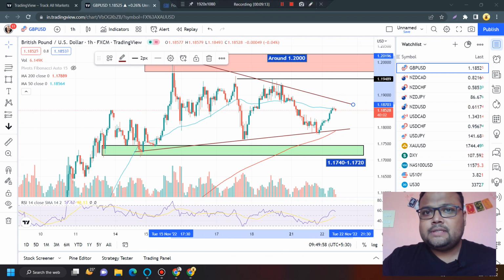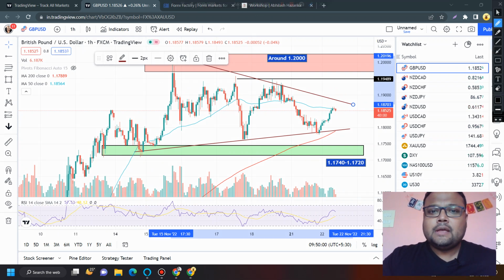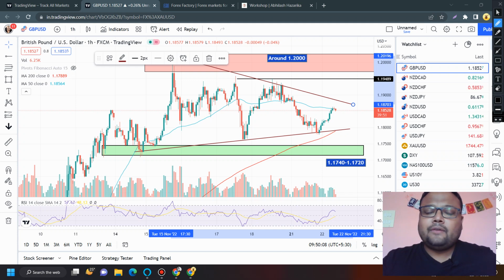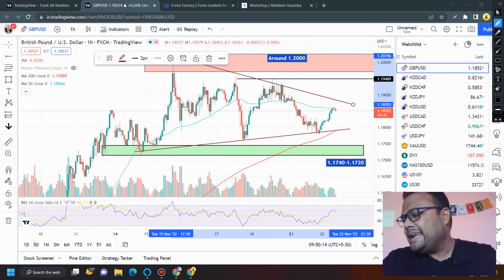So whenever we see a market in an uptrend, whenever the market goes for consolidation, taking a buy is always a safer option, because overall the market was being dominated by the buyers. So taking a buy at the trend line, taking a buy at the support, is always a much safer option.